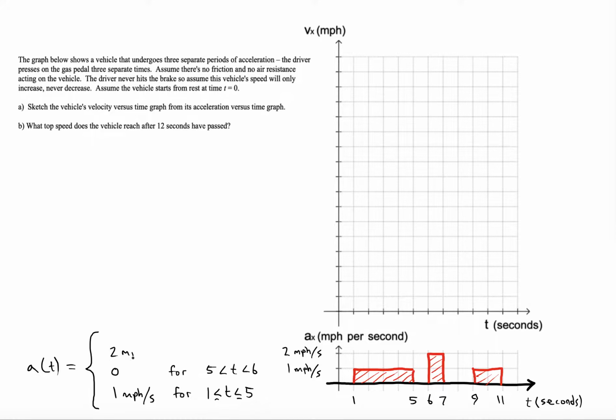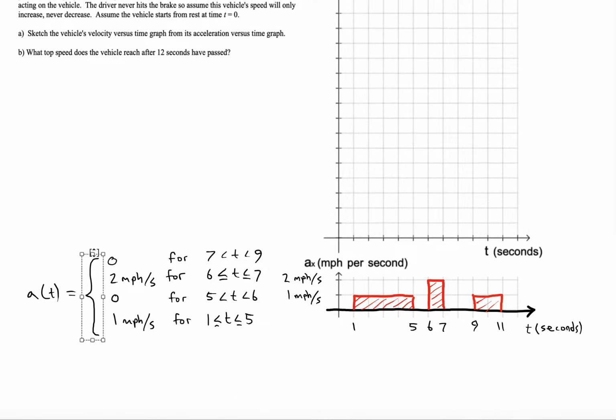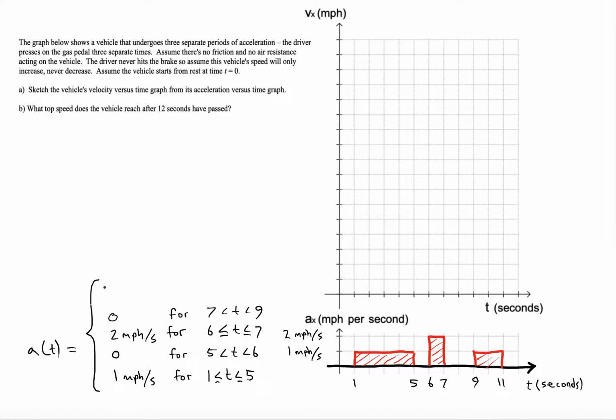That's going to be 2 miles per hour per second for t between 6 and 7. That's 0. And 1 for 9 to 11. All right, I hope that's a clear mathematical way of writing out what's happening in the problem.